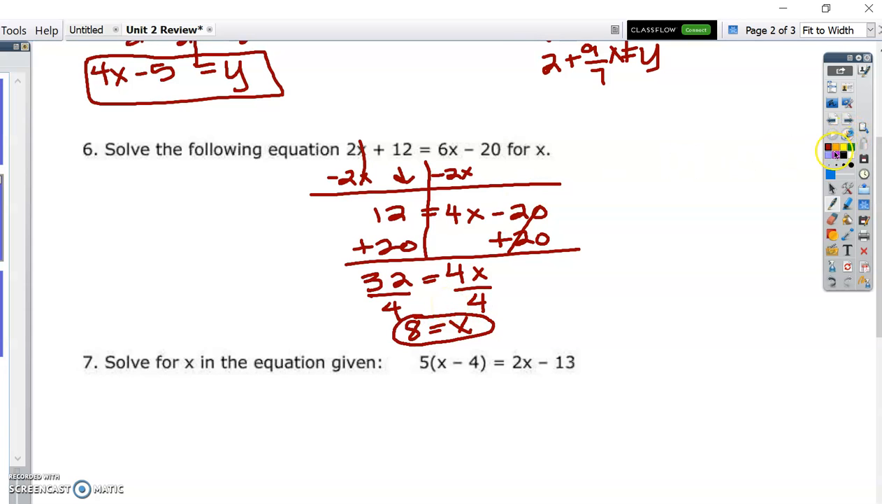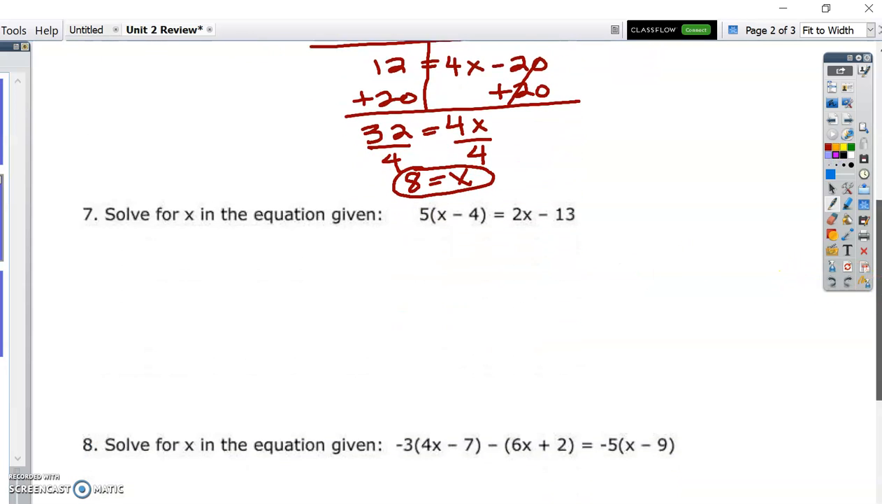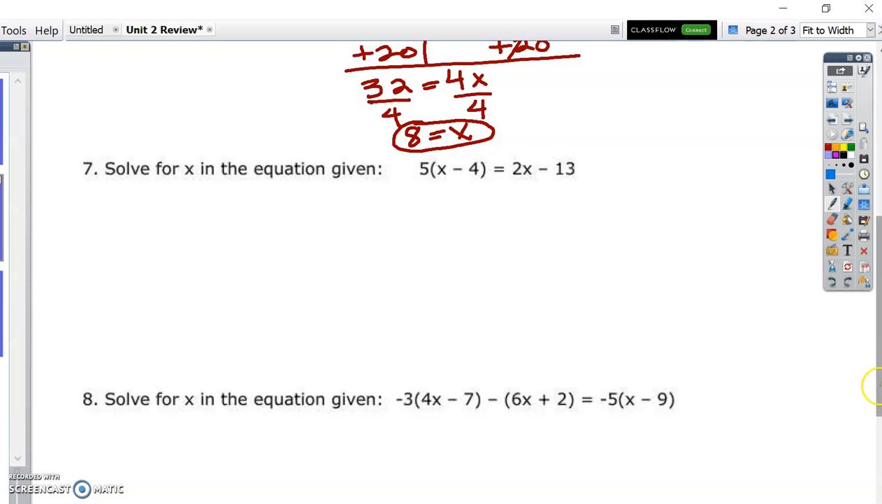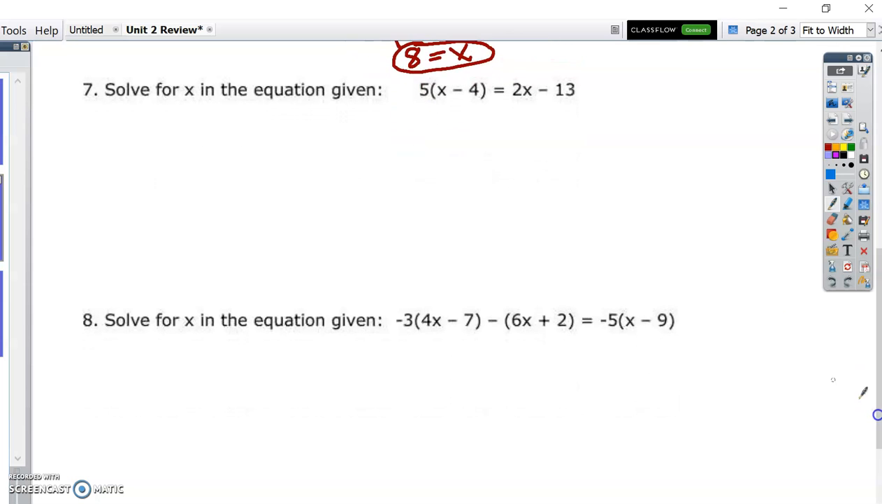Let's switch colors. We've been using red quite a bit. Let's go back to purple. Alright, I'm going to move it down a little bit here. Move down a little more. Okay, looking at this one, we got a little distributive property. So 5 times x is 5x. 5 times negative 4, negative 20. On the other side, we have 2x minus 13.